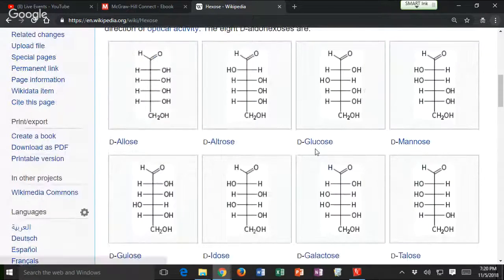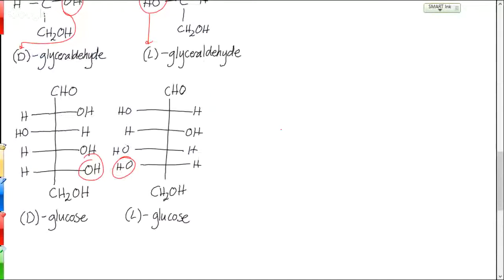You don't have to memorize all these structures. Just the bottom one. Just this one right here. If that's on the left, it's L. If it's on the right, it's D.